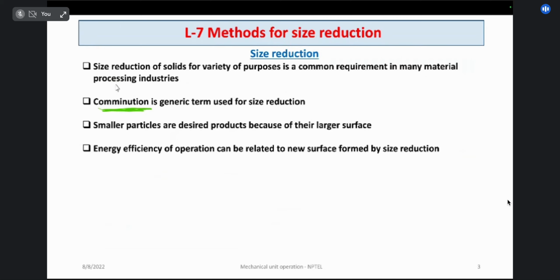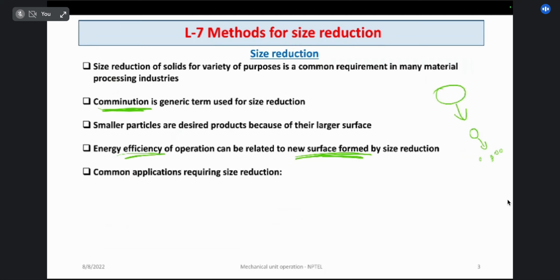Now, the energy efficiency of the operation can be related to the new surface formed by the size reduction. The energy efficiency of the whole operation is directly related to the new surface formed. Whatever bigger particle we reduce very fine, new surfaces are forming. So it increases the surface area, which can be directly related to the energy efficiency of the whole size reduction operation.